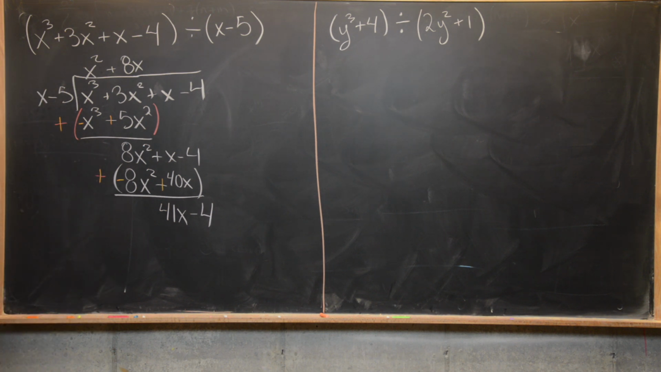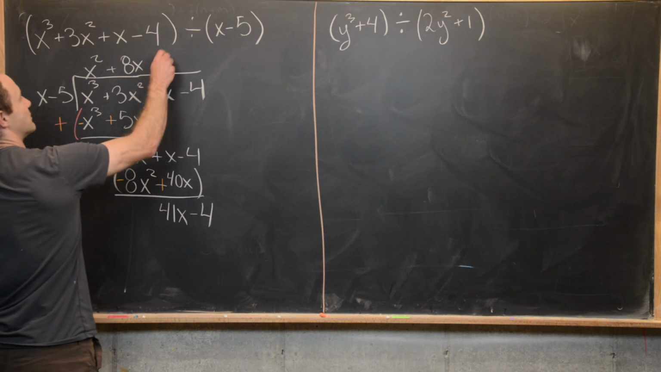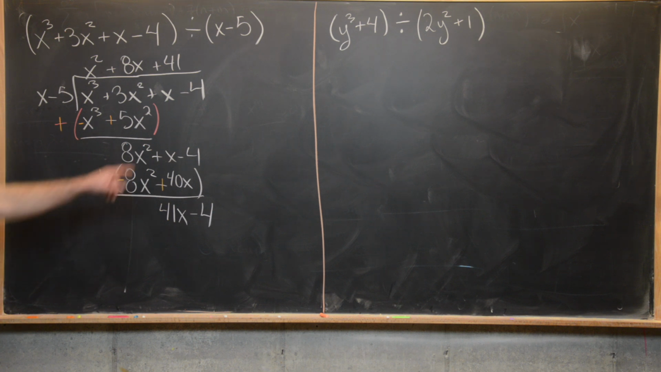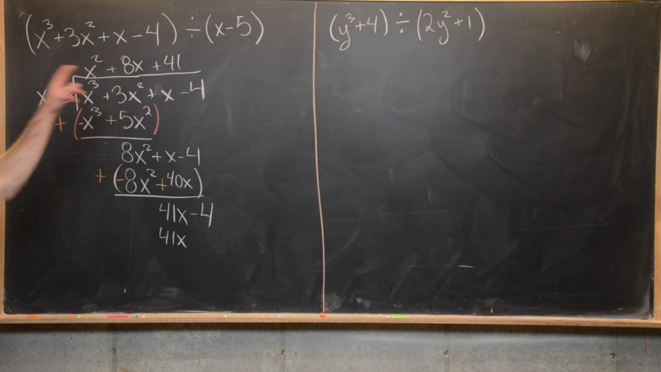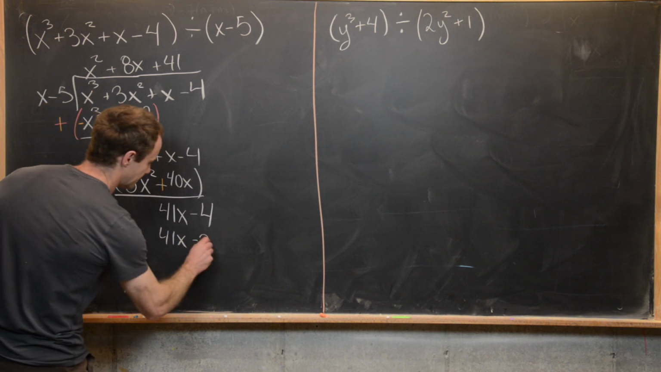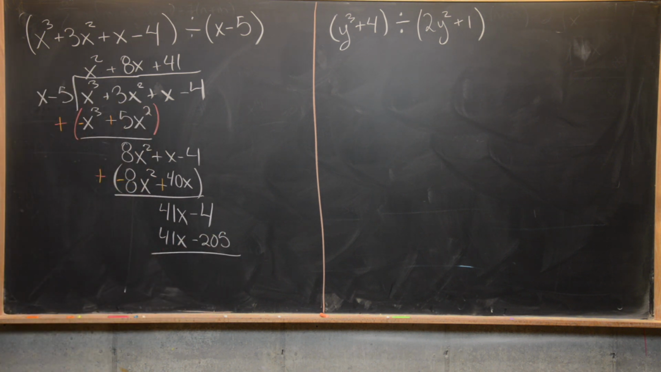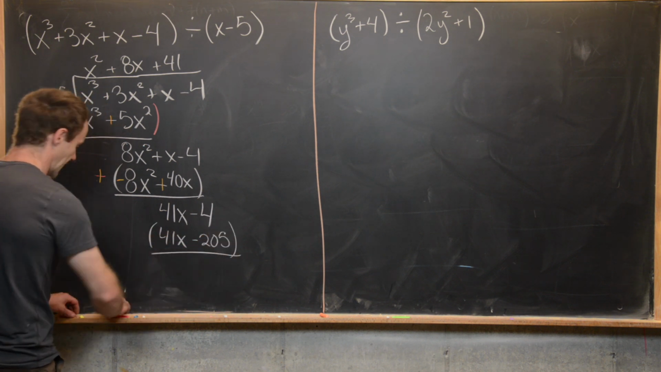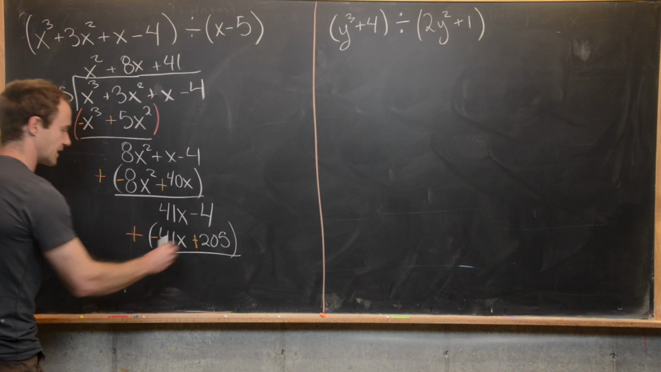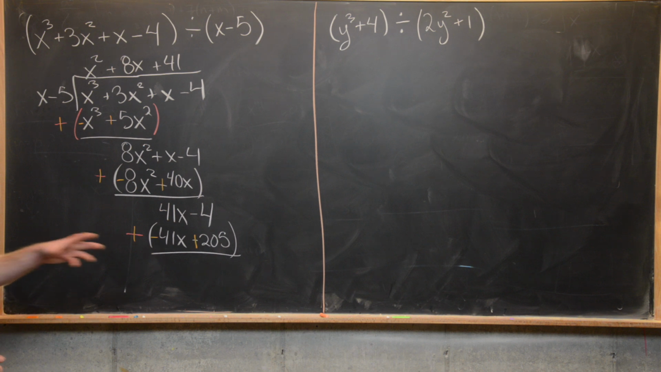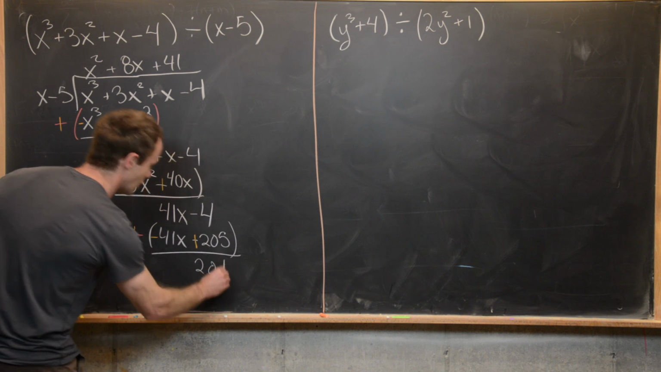Now repeat the process one more time. What do we need to multiply by x to get to 41x? So that's going to be plus 41. And then we distribute that through, so that's going to give us 41x. And then 41 times minus 5, so that's going to be minus 205. Now we're going to group and subtract. Distributing the minus sign through, 41x minus 41x, those are going to cancel. Then we've got minus 4 plus 205, so that's going to give us 201.